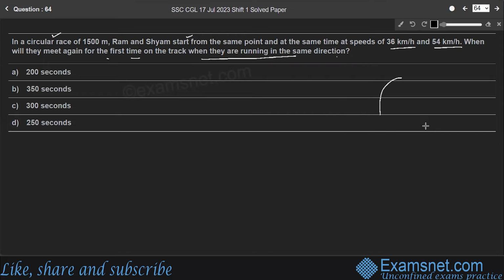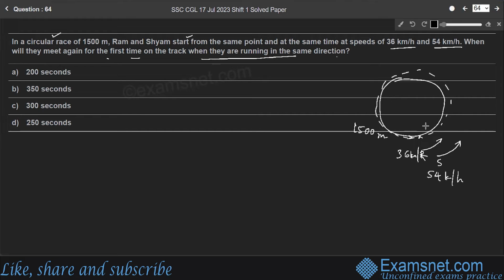So let us consider a circular track and Ram and Sham start from the same point, right? Start from the same point with two different speeds. So 36 km per hour and 54 km per hour. So when will they meet again for the first time? Here the distance to be covered is 1500 meters, on a circular race of 1500 meters.